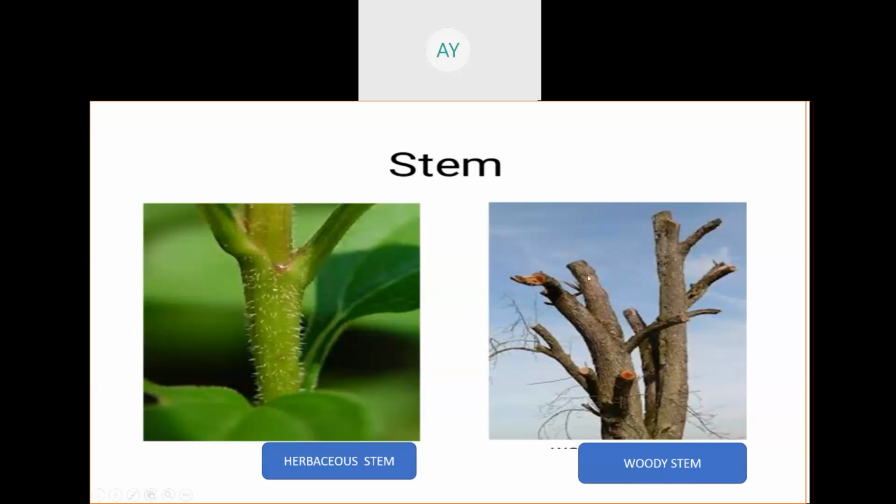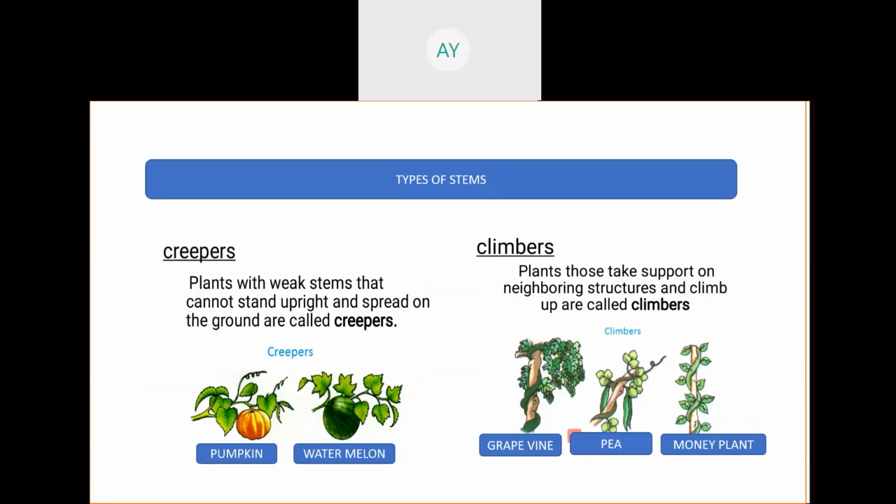Then woody stem, you will find in trees, the mango tree, banyan tree, or any other bigger tree that contains wood. Sal tree, sagwan tree, you will find the woody stem. Next, you will find creepers, the plants with weak stem that cannot stand upright. Upright means a standing position, and those that spread on the ground are called creepers.